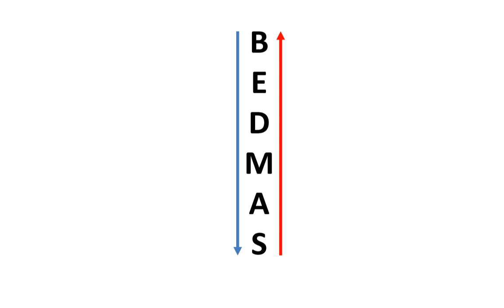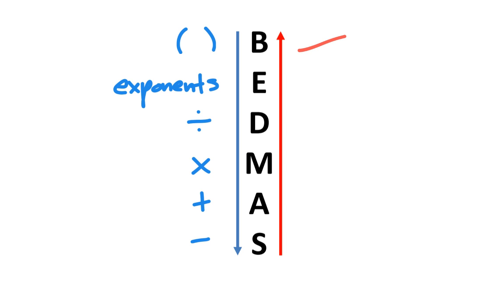This strategy is based on the order of operations, which you know as BEDMAS. B represents brackets, E represents exponents, D represents division, M represents multiplication, A represents addition, and S represents subtraction. I now want you to think of their opposites. Well, brackets really isn't an operation, so there's nothing to say over here.